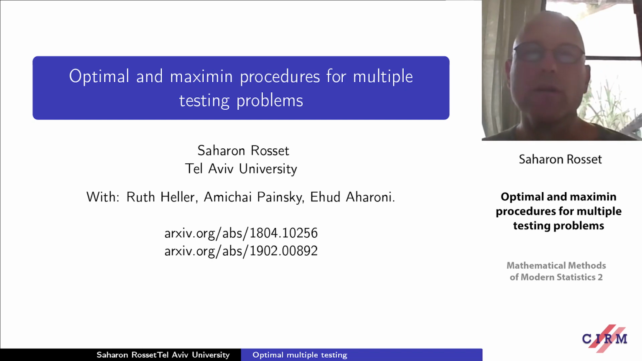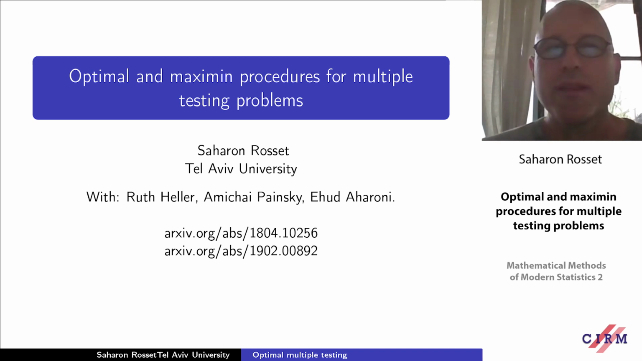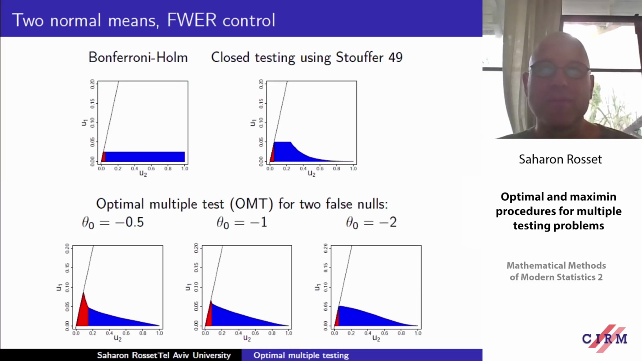And I'm going to be talking about optimal and maximin procedures for multiple testing problems. So if we think about classical approaches for multiple testing, let's start by thinking about the simplest multiple testing setup of having two hypotheses and wanting to control the family-wise error rate.